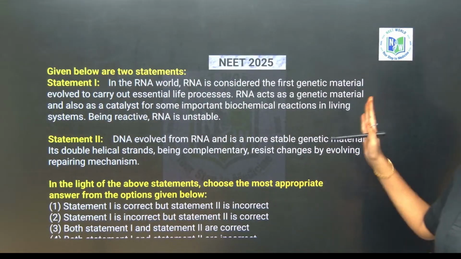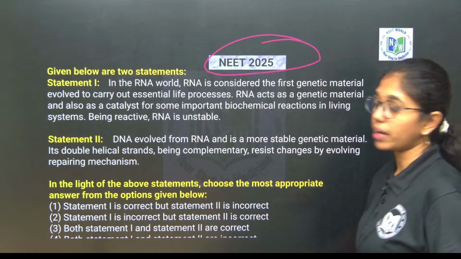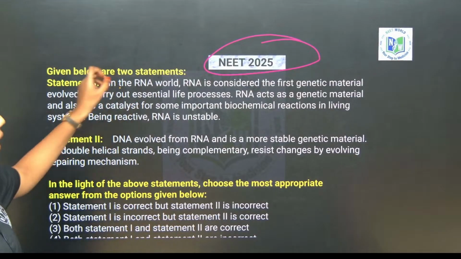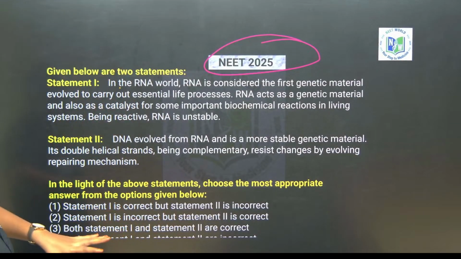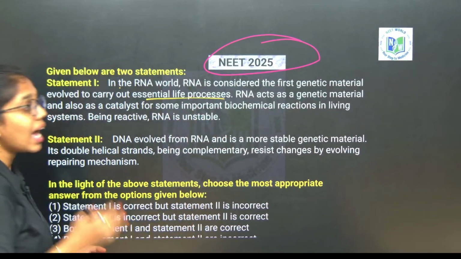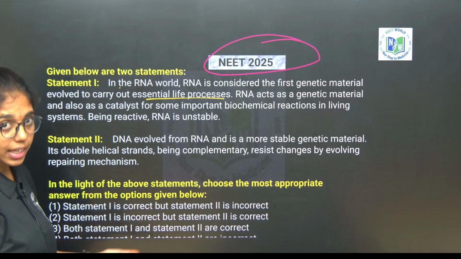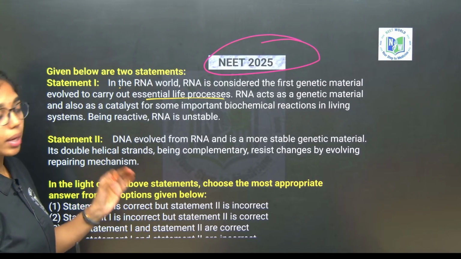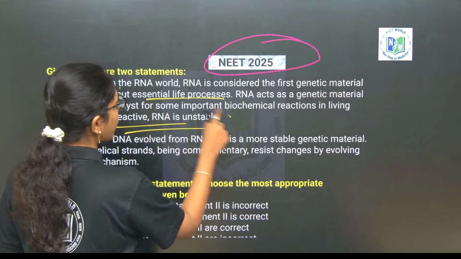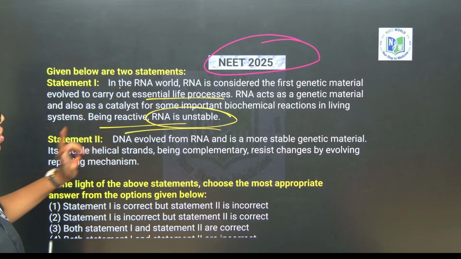Look into another statement based question in the same year, NEET 2025. Given below are two statements. In RNA world, RNA is considered as the first genetic material evolved to carry out the essential life processes. RNA acts as genetic material and also as a catalyst for some important biochemical reactions in living systems. Being reactive, RNA is unstable.